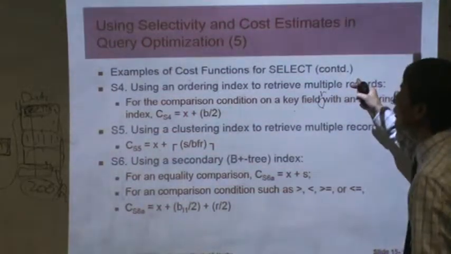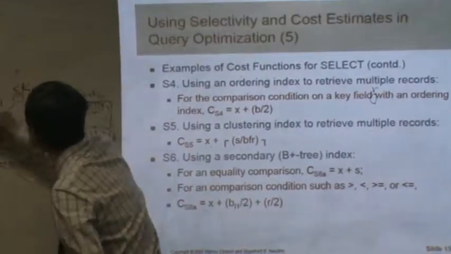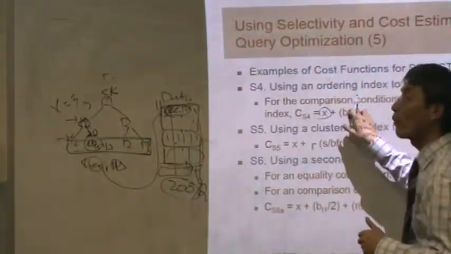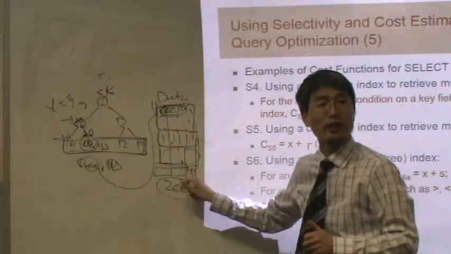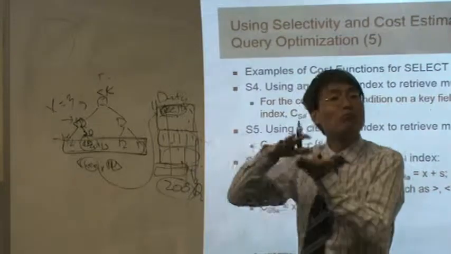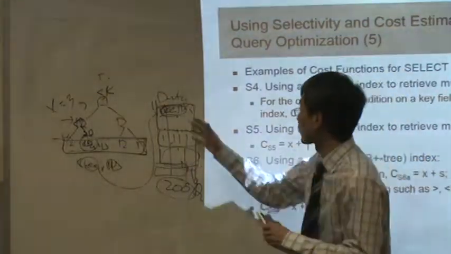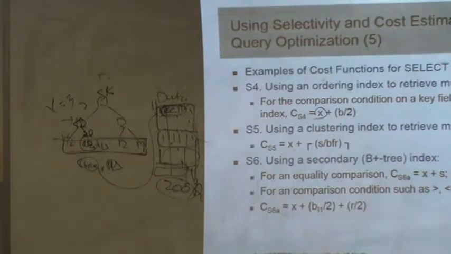In case of the multiple record, once we find here 1, 2, 3, x, plus the rest of them, b over 2. It's a linear search, right? So we don't know how many of the data we are going to access, the rest of them. So it's b over 2 on average, just that.